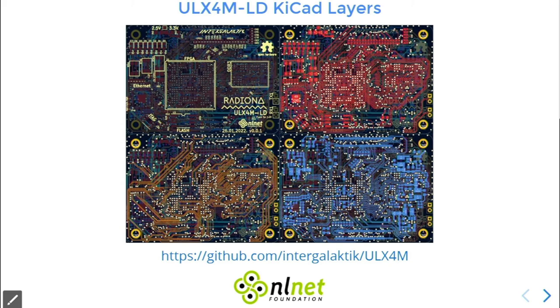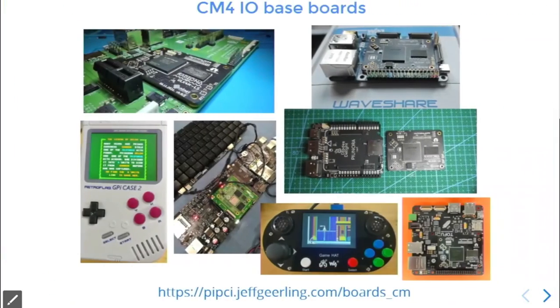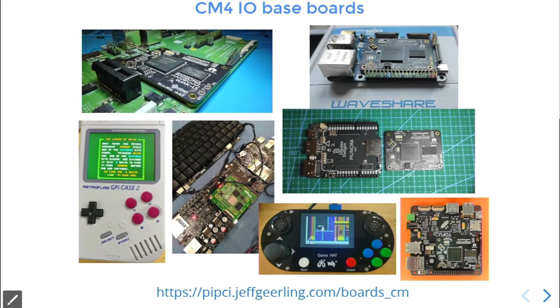ULX4M is now 6 layers. There are 3 signal layers, 2 ground planes, and 1 power plane layer. As I already mentioned, the boards are fully open, and you can check the design at Intergalactic. As for compatibility, for the moment we have released the first version of the board. We are getting and buying lots of already designed IO boards and fixing compatibility issues if they arise.